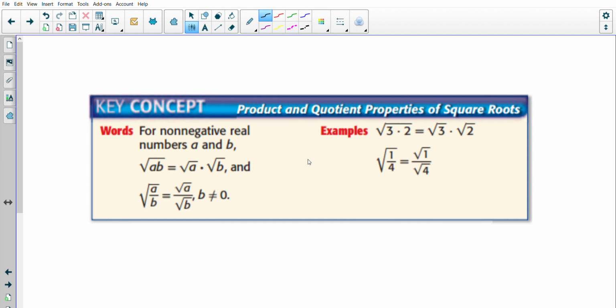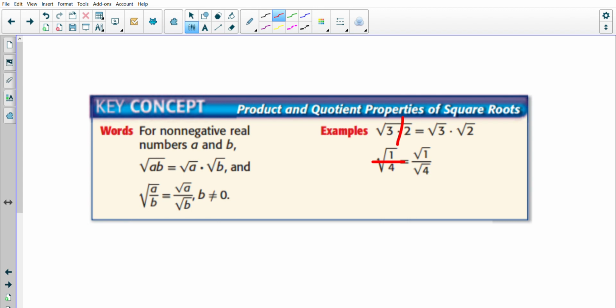For non-negative real numbers a and b, the square root of a times b can be split into the square root of a times the square root of b. And as a fraction, the square root of a over b is equal to the square root of a over the square root of b. So we can literally chop them in half. For example, the square root of 3 times 2 we can split into the square root of 3 times the square root of 2, and the square root of 1 over 4 we can split horizontally into the square root of 1 over the square root of 4.